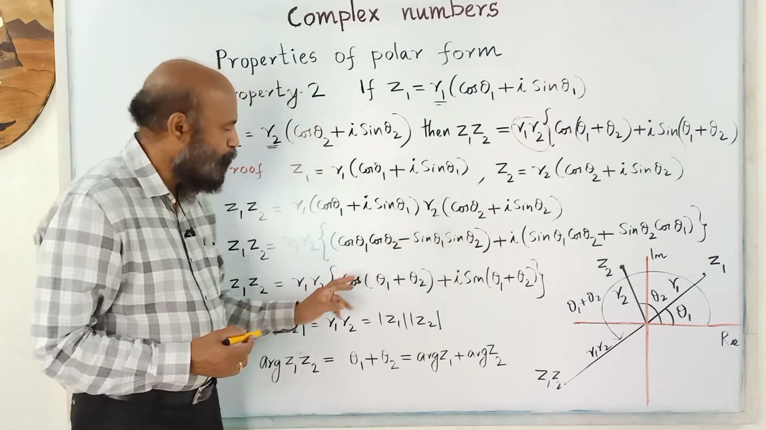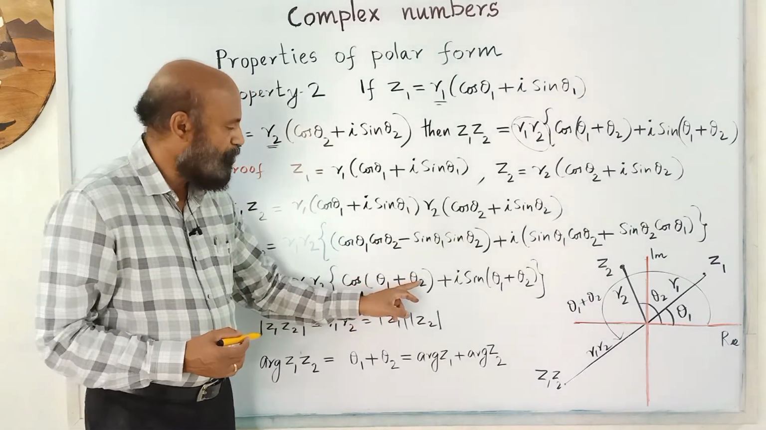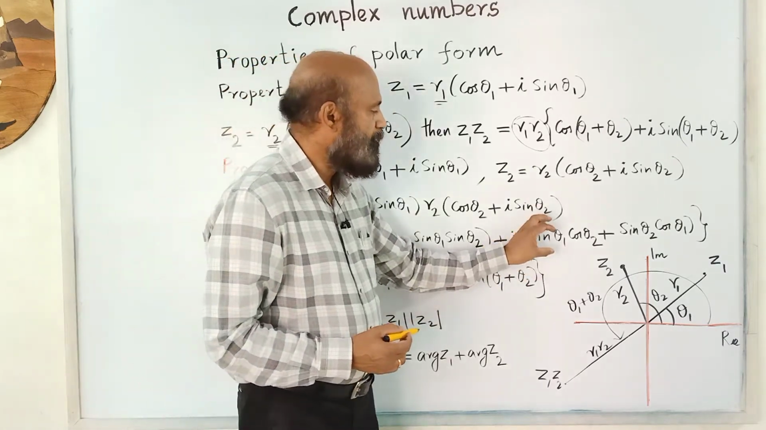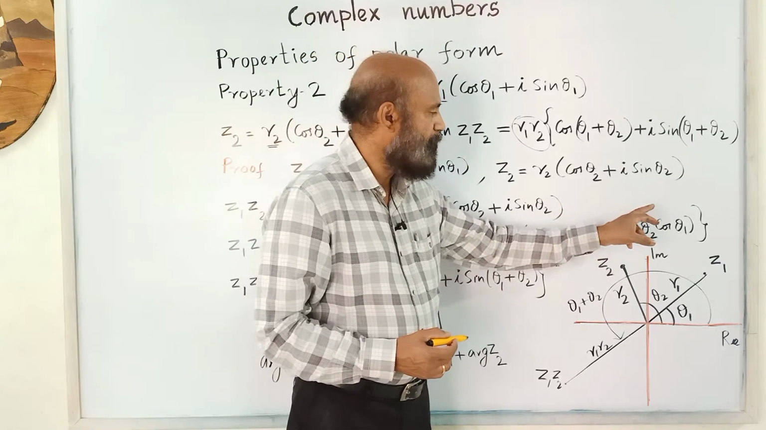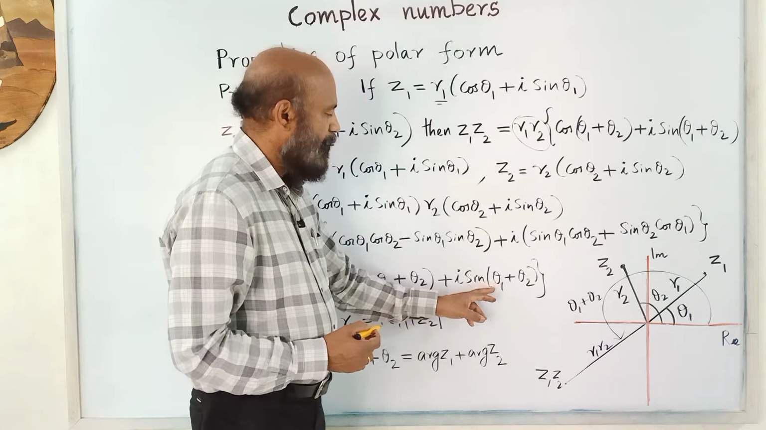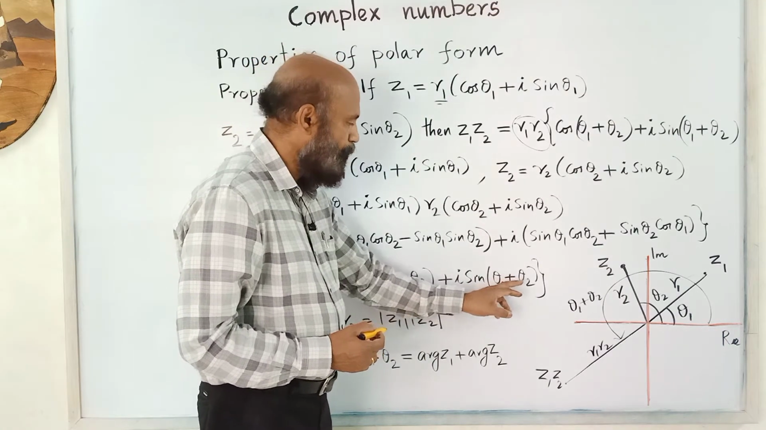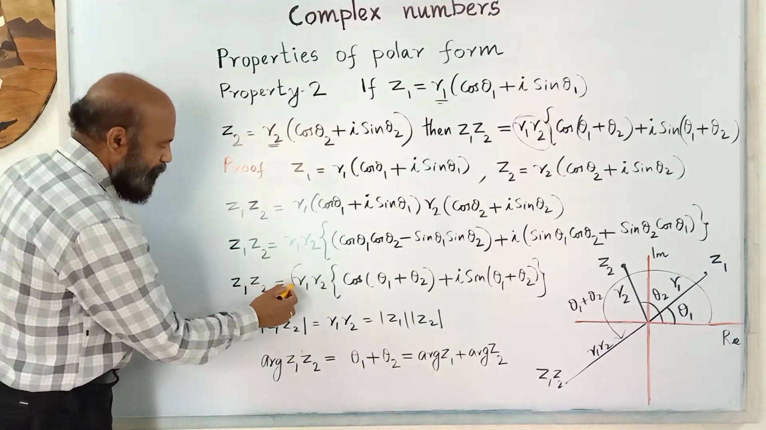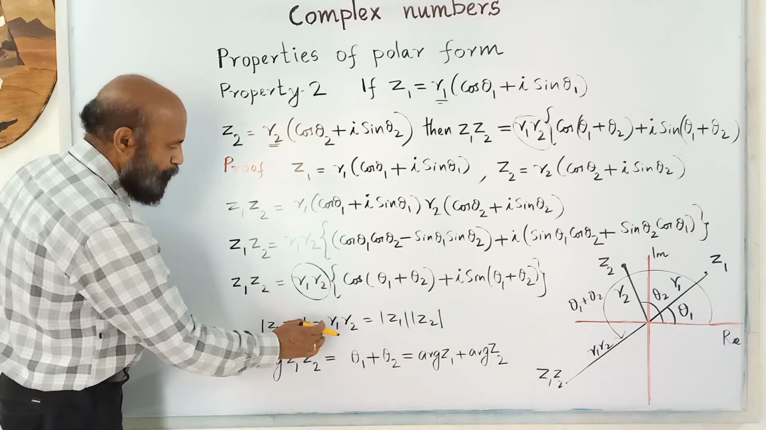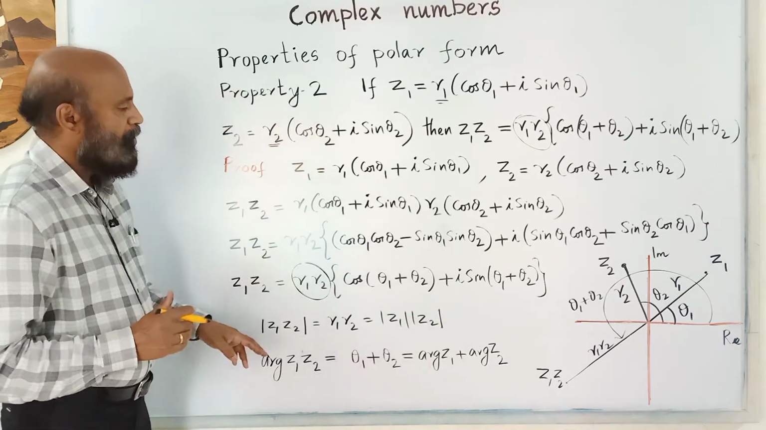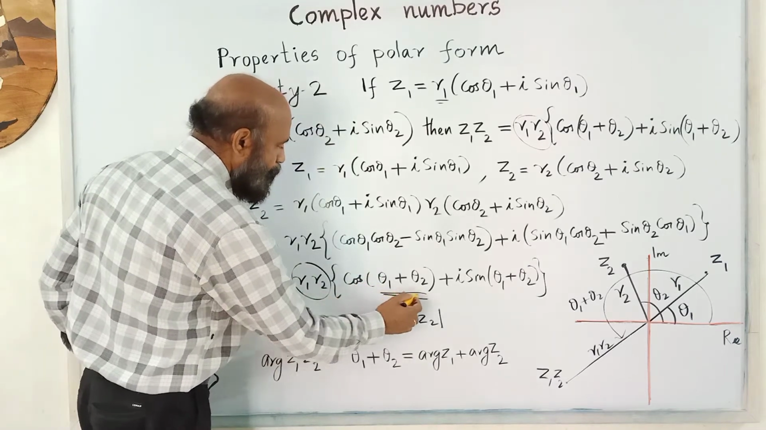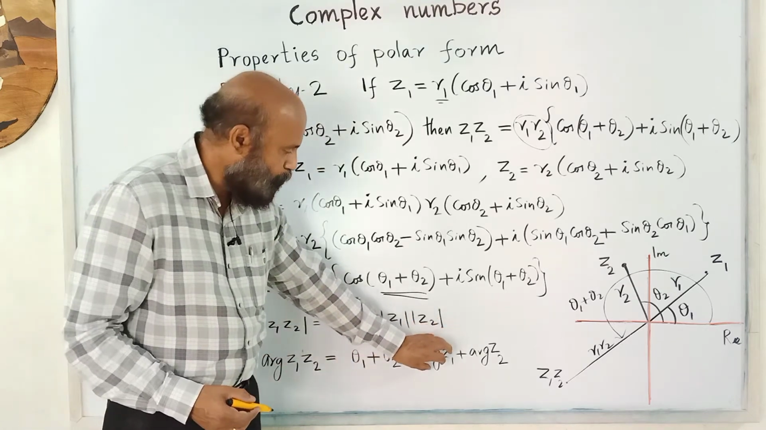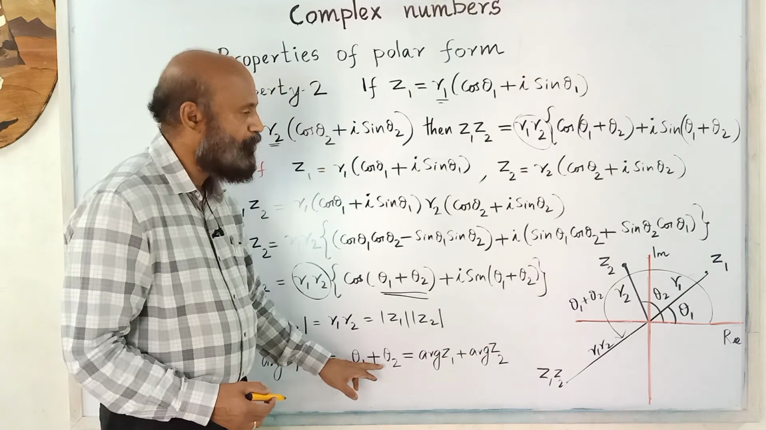We can apply the trigonometry formula: cos theta 1 plus theta 2, plus i times this, which is of the form sin A cos B plus cos A sin B. So it is sin A plus B, so sin theta 1 plus theta 2. See the modulus of the product, you can see r1 into r2. So modulus of z1 into z2 is modulus of z1 into modulus of z2. Then the argument of the product is theta 1 plus theta 2. So argument of z1 z2 is argument of z1 plus argument of z2.